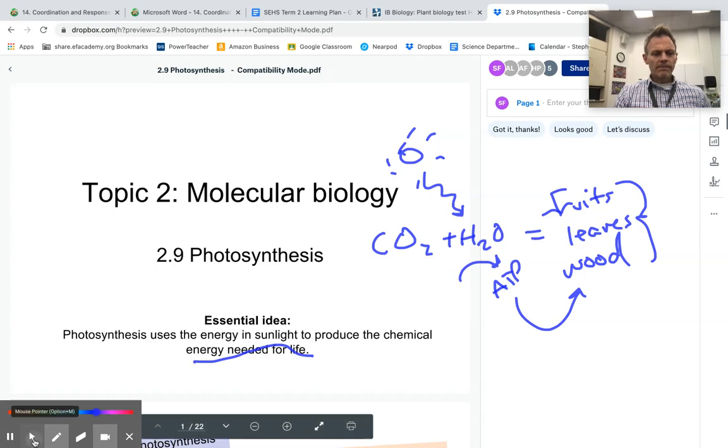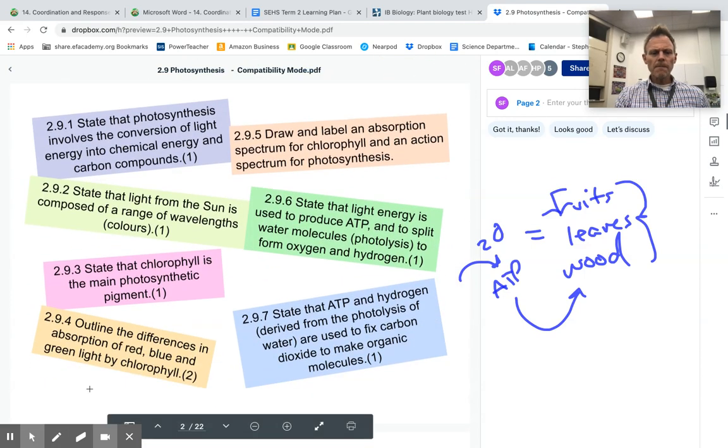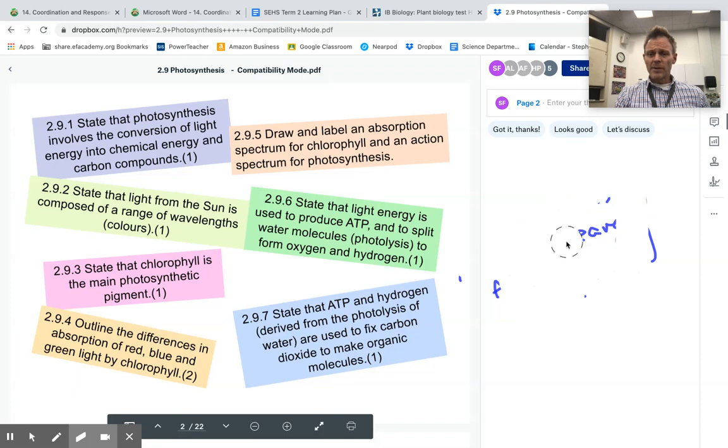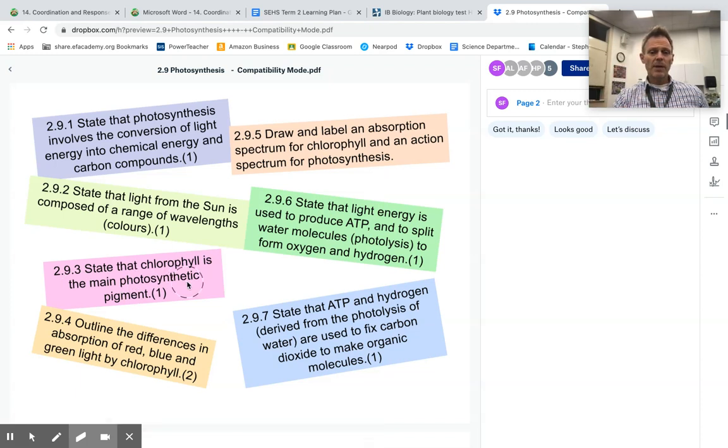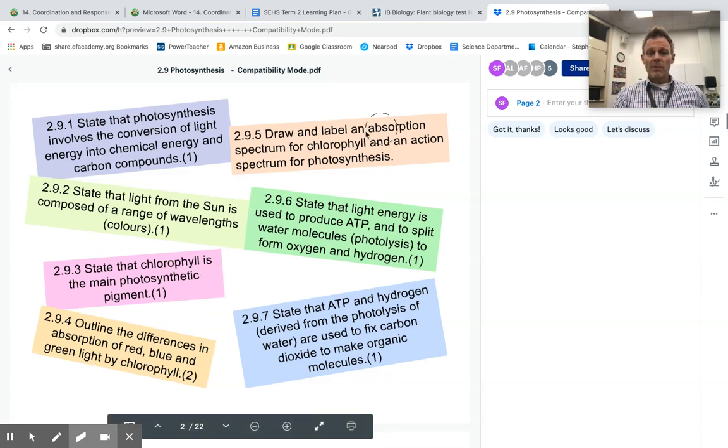The assessment statements, there are a bunch, but they're kind of grouped together. So the first one is basically the equation of photosynthesis and how it converts light energy into energy in organic compounds. We're also going to talk about what is sunlight in 2.92, talk about chlorophyll. We'll actually do a small experiment here to try to isolate the different pigments that capture the sunlight. Then we're going to be talking about what wavelengths of light photosynthesis works best at, and so on.